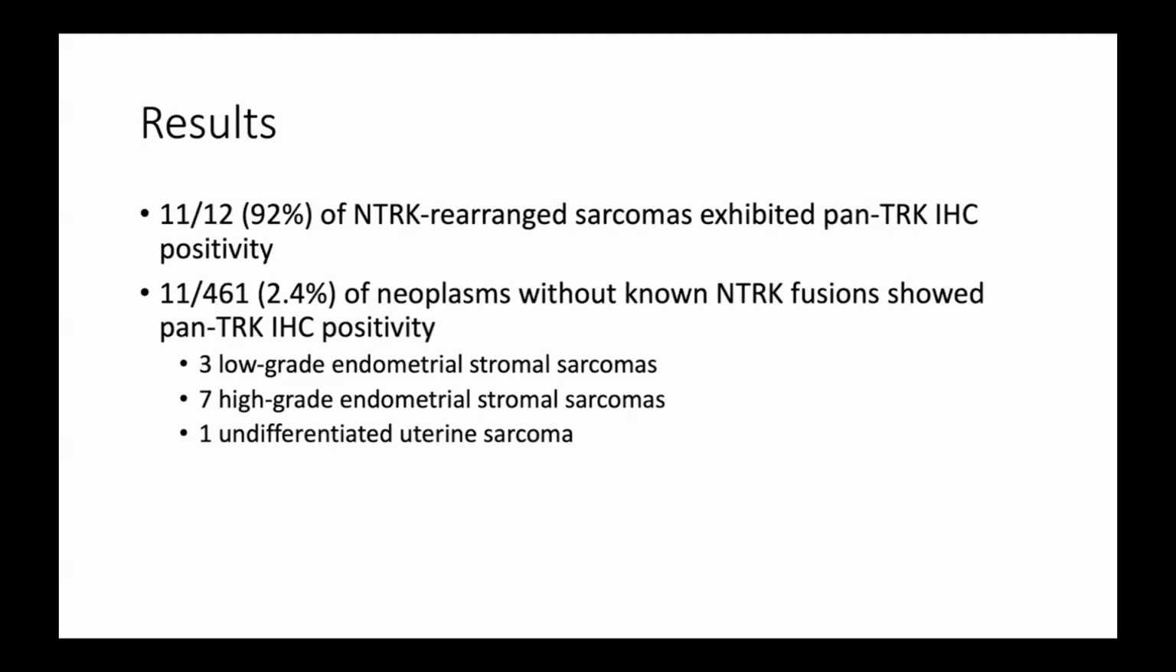So the results. Out of the 12 known NTRK rearranged sarcomas, 11 showed Pan-Trk IHC positivity, and of the 461 tumours without known NTRK fusions, 11 showed positivity. Of those, 3 were low-grade endometrial stromal sarcomas, 7 were high-grade, and 1 was an undifferentiated uterine sarcoma.